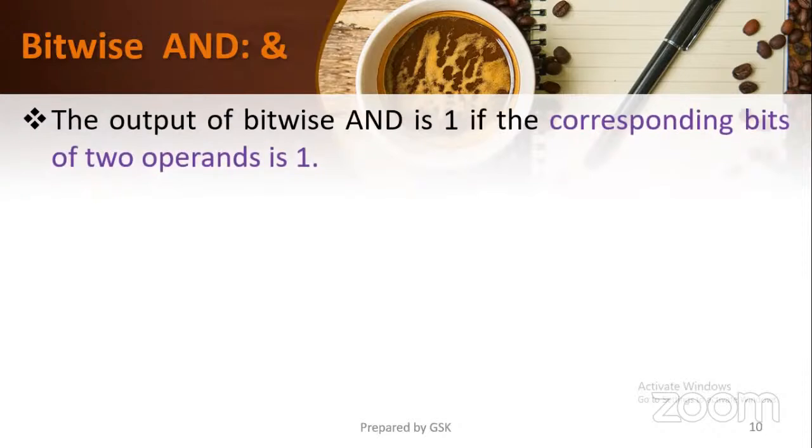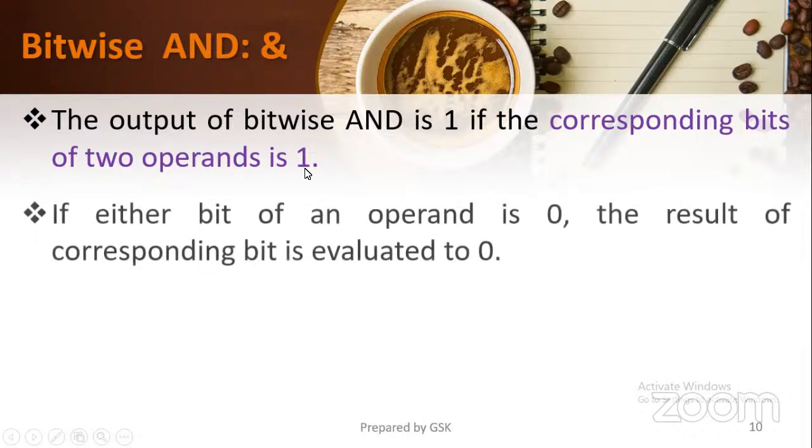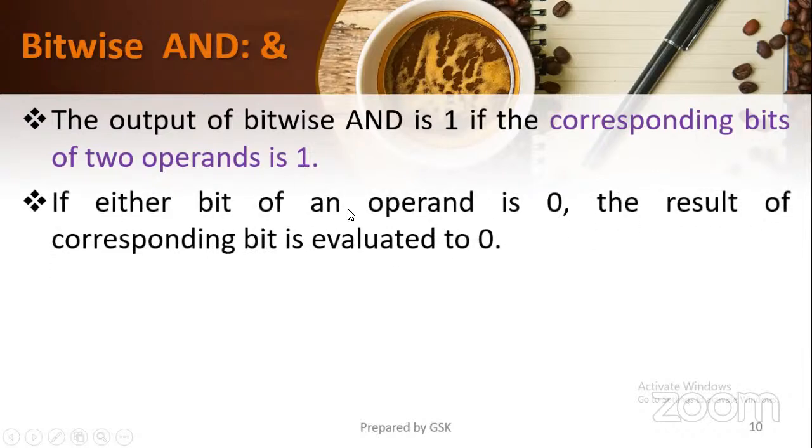Coming to the bitwise and, already we discussed logical and. Two values are true, the final value is true. In the same way, bitwise and, if the two inputs are ones, the bitwise and gives the result that is one. If either bit of an operand is zero, the result of the corresponding bit is evaluated as zero. Nothing but if two values are one, then only in that case the final value is 1. If any one of the values is 0, you will get 0 as an output.